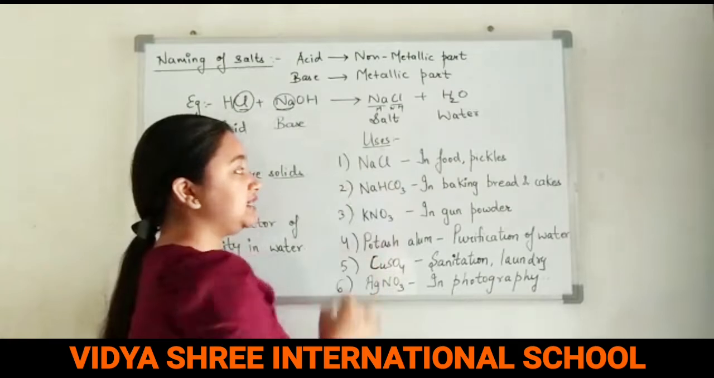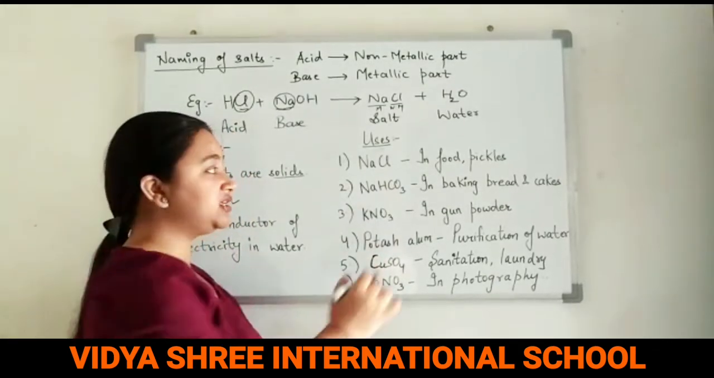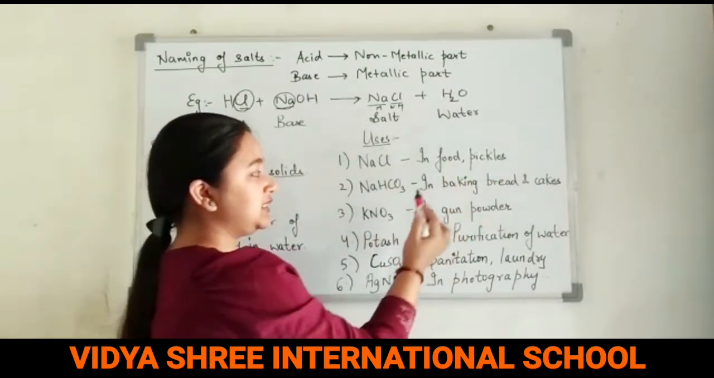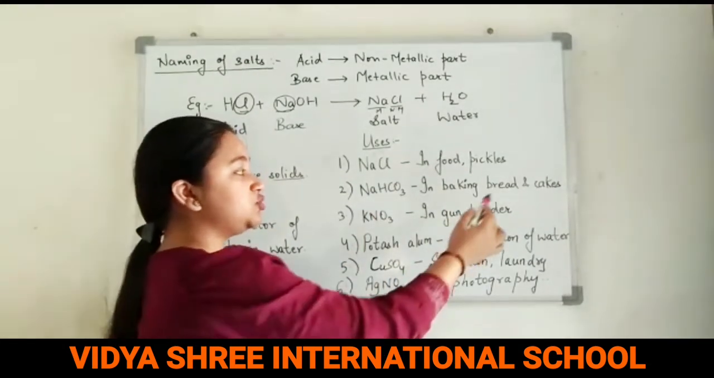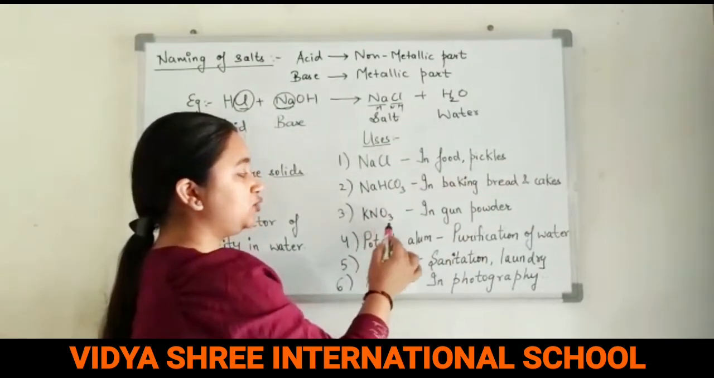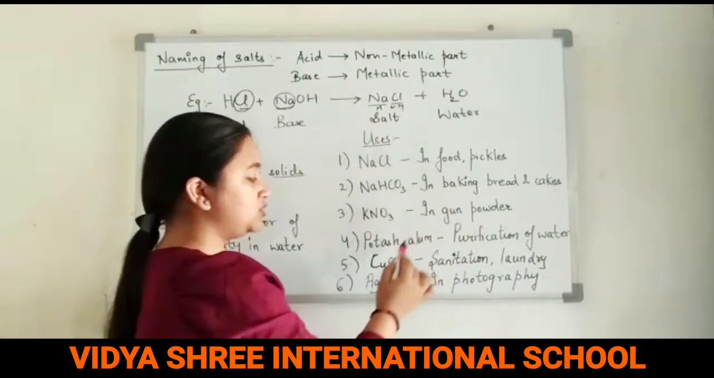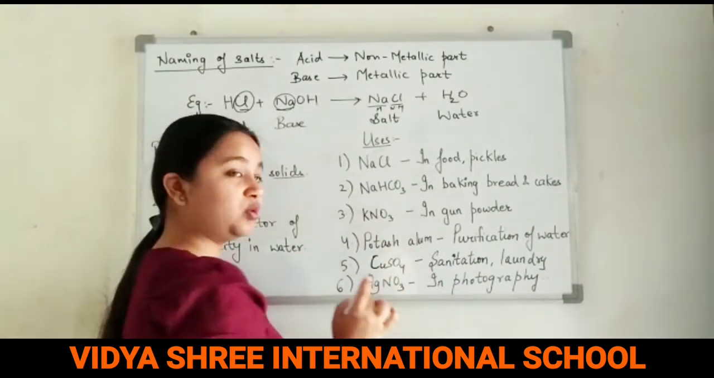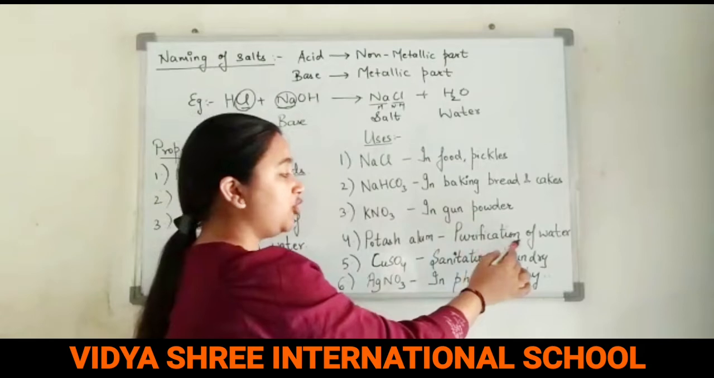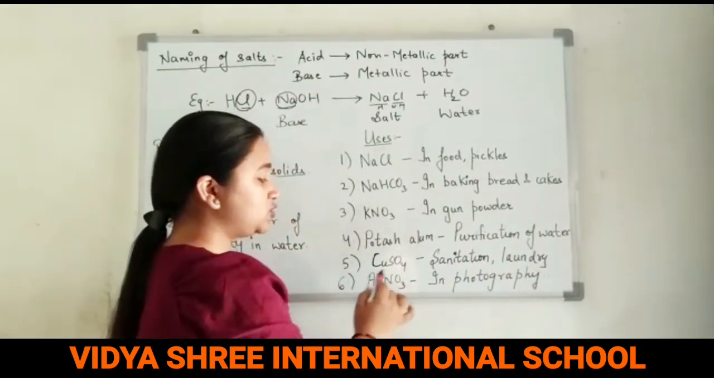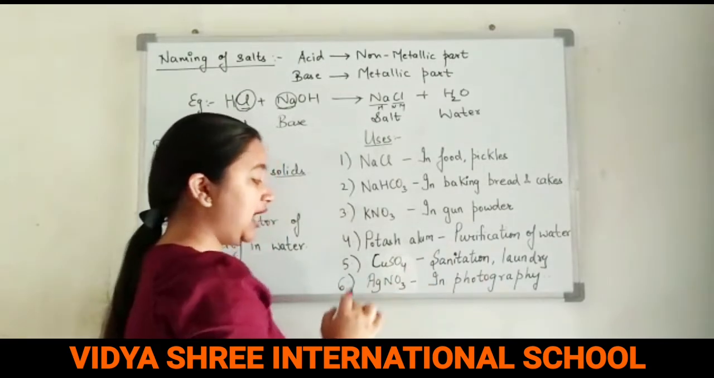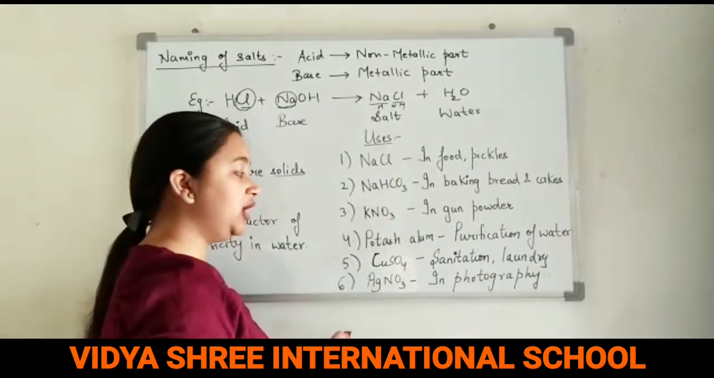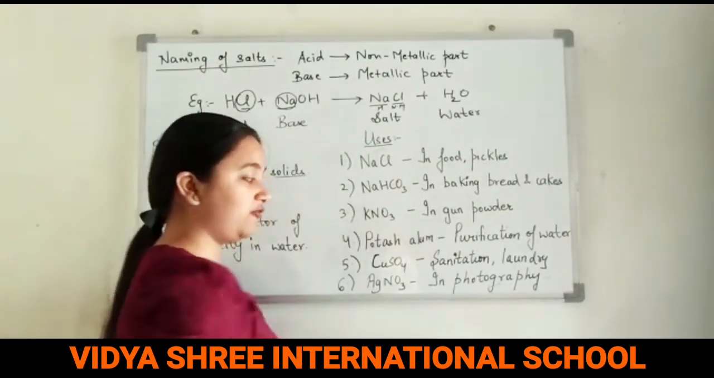First, NaCl, that is sodium chloride. It is used in food, pickles, etc. NaHCO3, baking soda. It is used in bread and cakes. KNO3, it is used in gunpowder. Potash alum, also known as fitkari, it is used in purification of water. CuSO4, copper sulfate, it is used in sanitation, laundry, and silver nitrate AgNO3, it is used in photography.